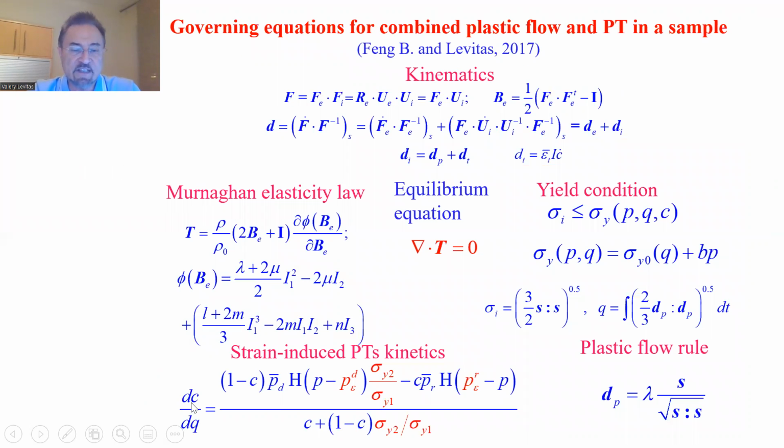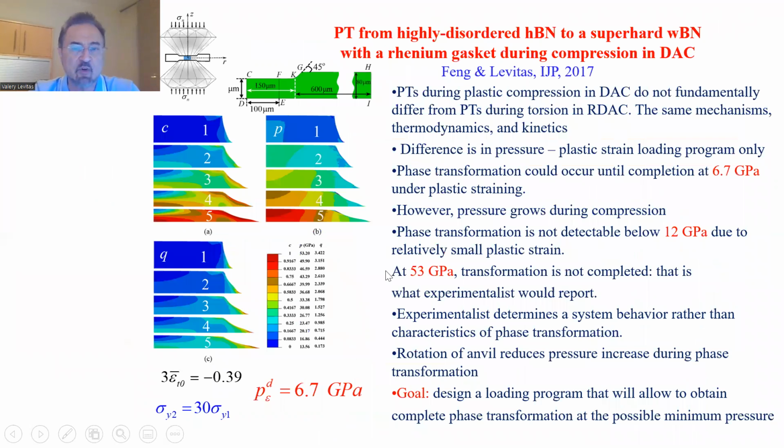Well, this kinetic equation is part of our macroscale model. I will not go into detail, just say that yield strength depends on pressure, plastic strain, and volume fraction. This is the Murnaghan rule. And we solved many problems. I will discuss just two of them. This is plastic strain-induced phase transition from hexagonal to wurtzitic boron nitride.